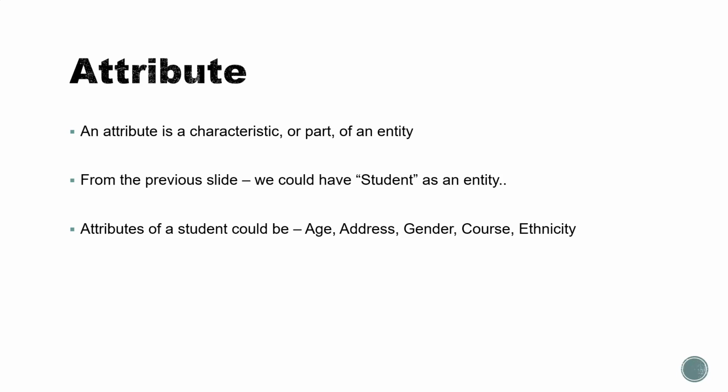Attributes are part of an entity, right? So from the previous slide, you could have a student as an entity, and the attributes of that student: age, address, gender, course, ethnicity, and so on and so on. If you have car as an entity, you could have engine size, you could have color, you could have model, and again so on and so on.